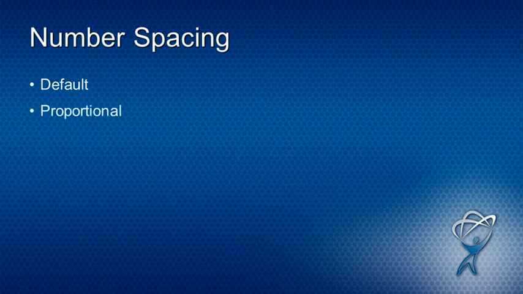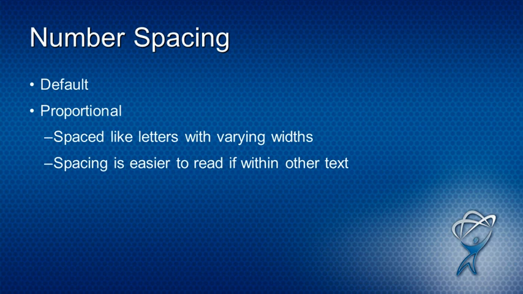The next one that we might choose to use is something called proportional number spacing. This means that the numbers are spaced like letters with varying widths. Spacing is going to be easier to read if it's within other text when we use this type of number spacing. The last type is called tabular, and this is going to be something that will be easier to read if we're using numbers in things like tables.